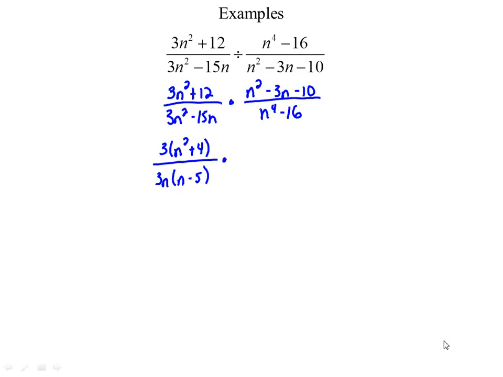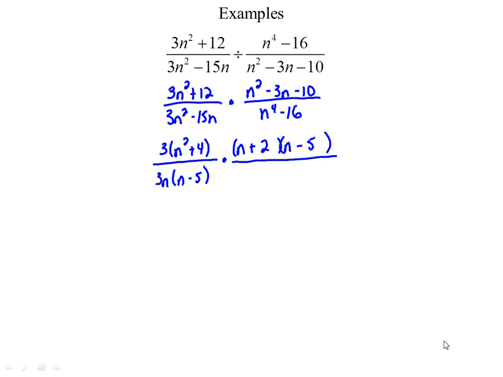On the right-hand side, this is a trinomial. Leading coefficient's 1, so I'm going to split the n's up. Signs are going to be different. And think, what can I multiply together to get 10, but add together to get 3? And I'm thinking it's going to be negative 5 and a positive 2.